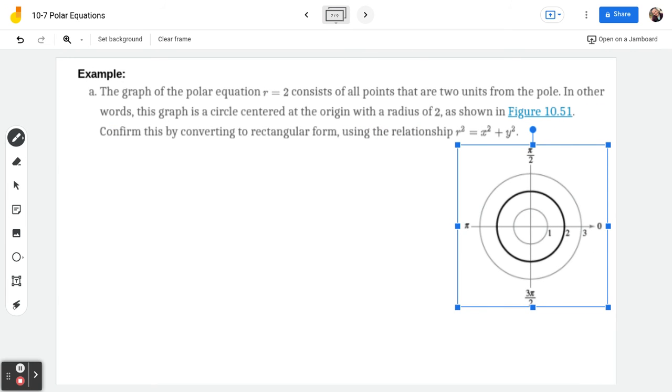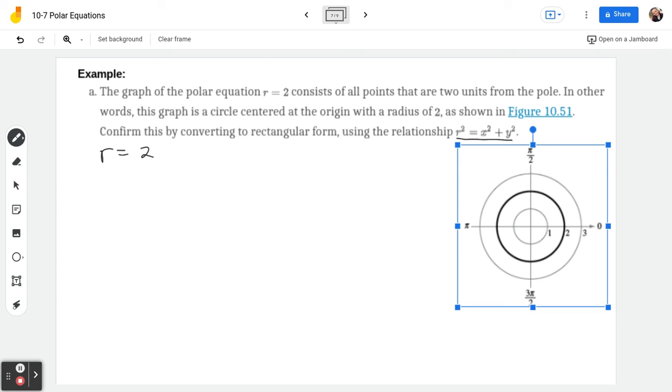Example, the graph of a polar equation r equals 2 consists of all the points that are 2 units from the pole. In other words, this graph is a circle centered at the origin with radius 2. So r equals 2 just means it's a graph where the radius is always 2, which is a circle. Confirm this by converting to rectangular form using the relationship that r squared is equal to x squared plus y squared. Okay, so the first thing we're going to do is start off with r is equal to 2.